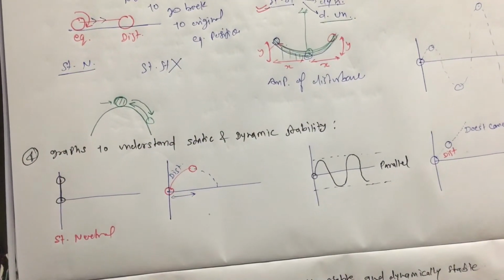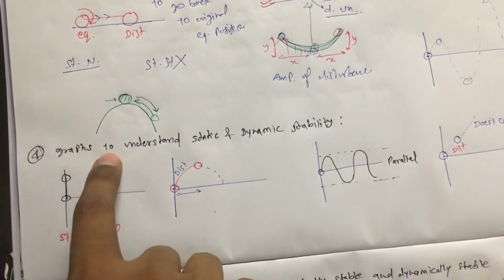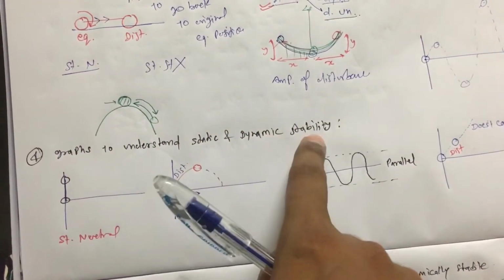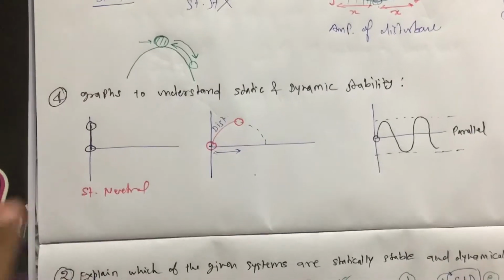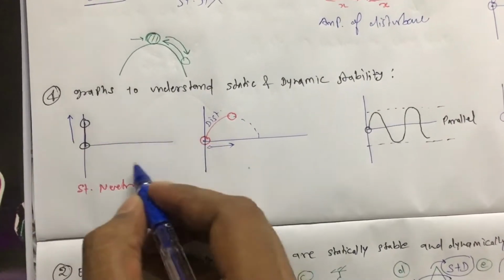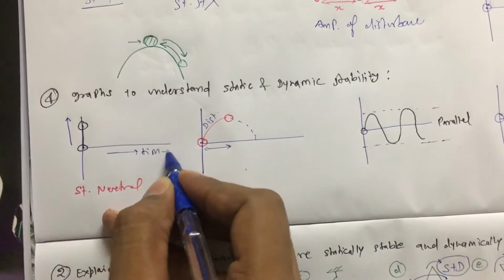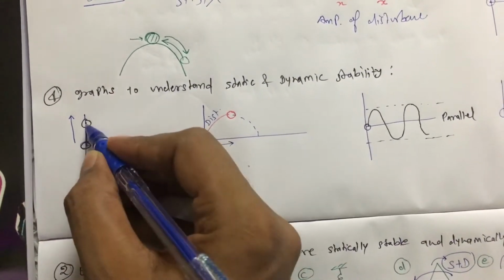So in this video, part 4 of the series, graphs to understand static and dynamic stabilities. Okay, so let's see this graph. So in this graph, what is happening? This is a displacement axis and this is time axis. So there is some object and it is being displaced here.